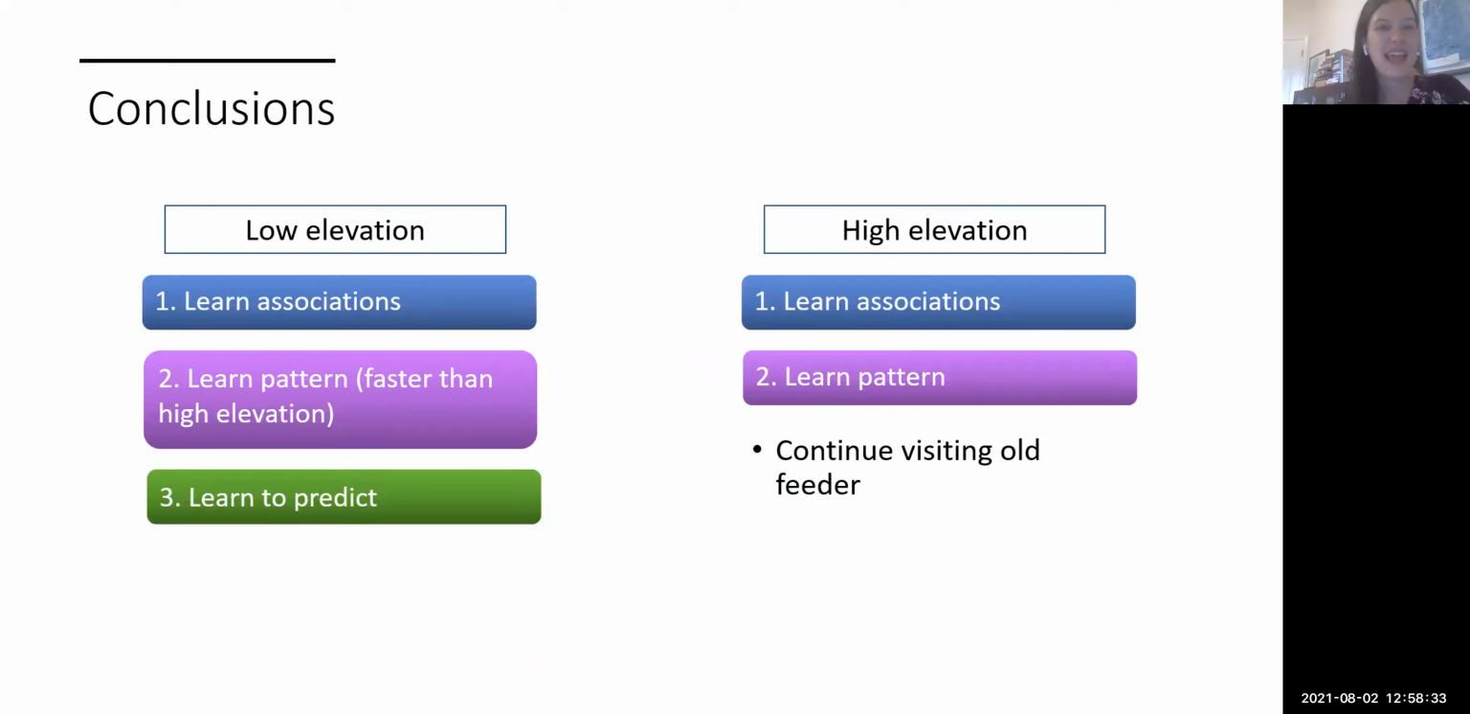We also found evidence that at both elevations birds were learning the association and learning the pattern, but at low elevation birds were learning it faster than at high elevation. This is a summary of our conclusions.